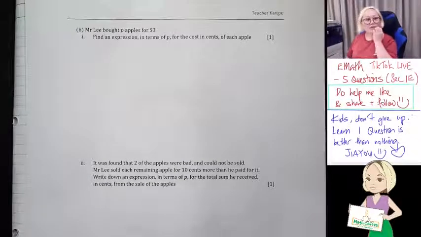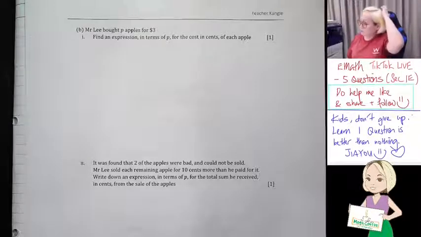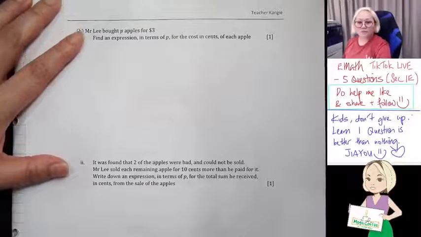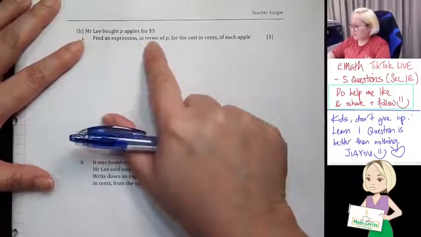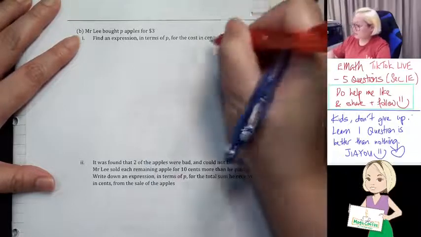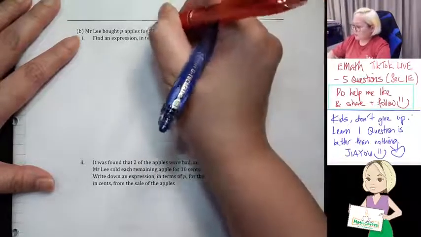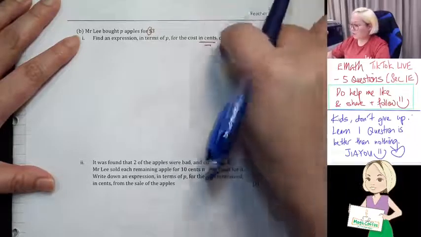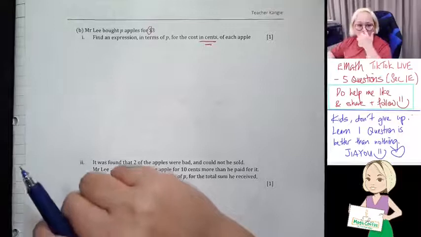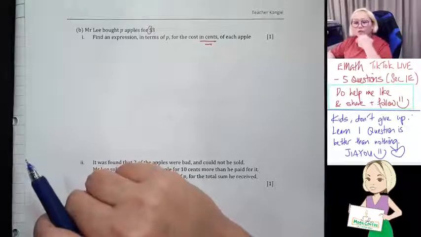So this one is forming equation from problem sum. Okay. First, Mr. Lee bought P apples for $3. They said find an expression in terms of P for the cost in cents of each apple. So take note, it says cents. But over here, this is dollar. So you need to be careful to change the $3 to cents first. So I recently told you how to change to cents, right? So dollar, how to change to cent?